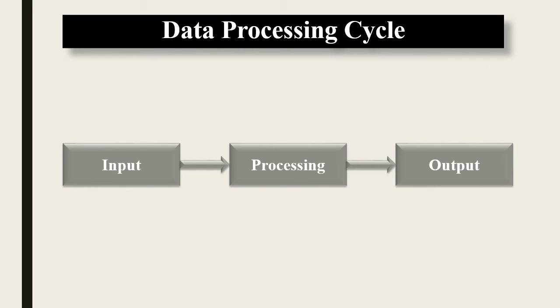And third is the output. Here the results or output of the processing steps are collected. The particular form of the output data depends on the use of the data. For example, output data may be paychecks for employees. So first is the input, then processing and output. Understand the data processing cycle.